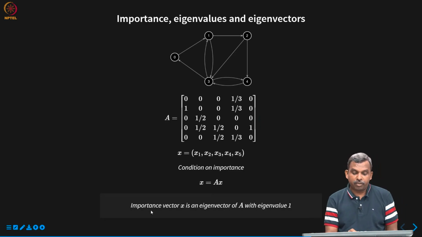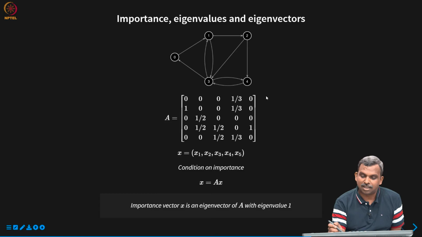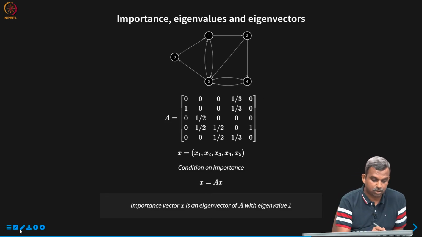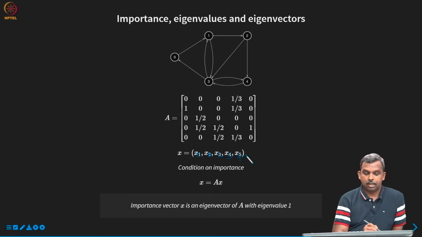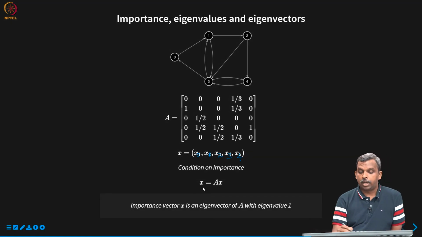The importance vector x, this vector of importances that I have written as x1 through x5, should actually be x0 to x4. Apologies for that also. It should be x0, x1, x2, x3, x4. Sorry for that. So this x should be equal to A times x, and from this equation we see that the importance vector, if it exists, will be an eigenvector of this matrix A.